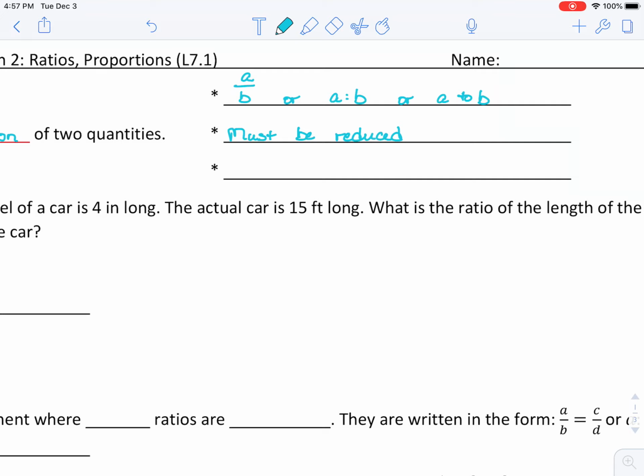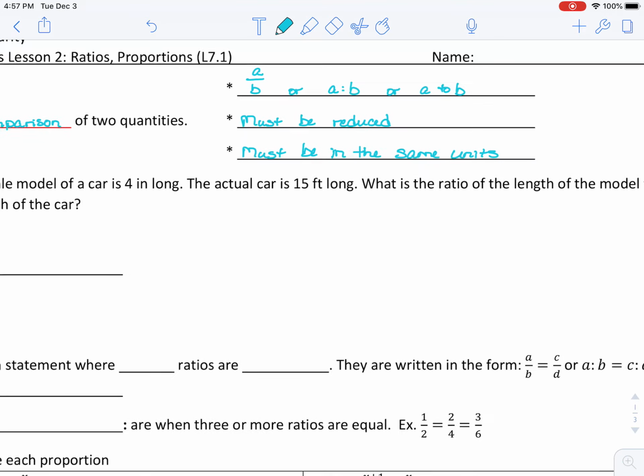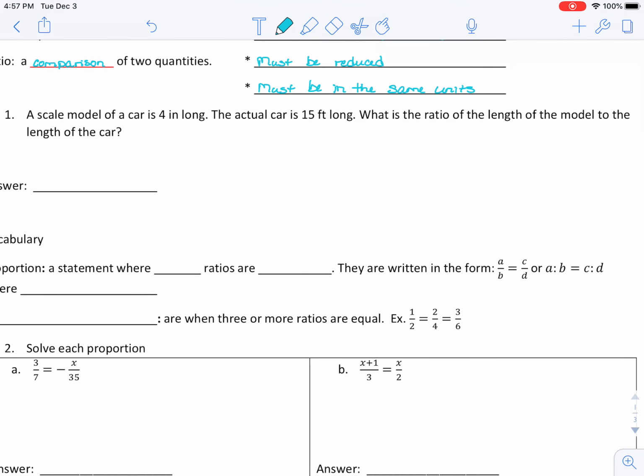The main thing that gets people hung up on this, though, is when they go to reduce, they must be in the same units. Meaning, when I put 10 people to 20 people, it wasn't reduced. I should have reduced it to 1 to 2, but people to people is the same units. On this next example, though, I'm going to be talking about something that's in inches and something that's in feet. Those are not the same units. We will have to make sure we address that.